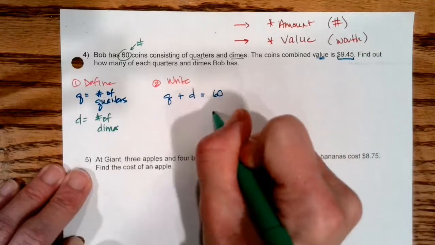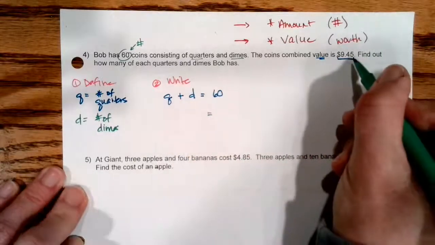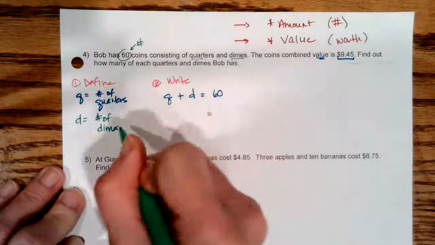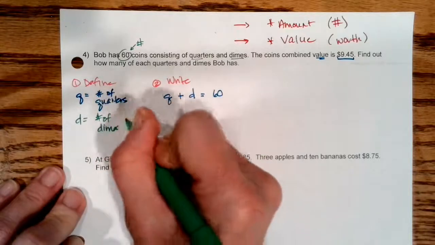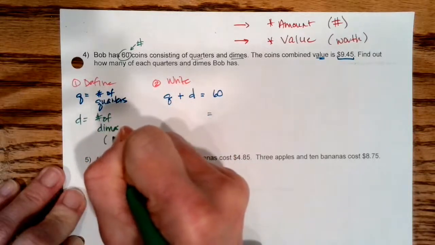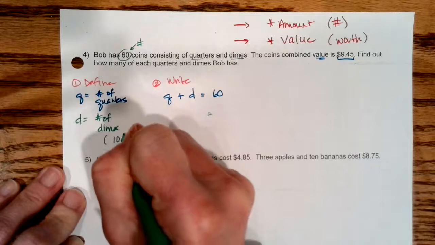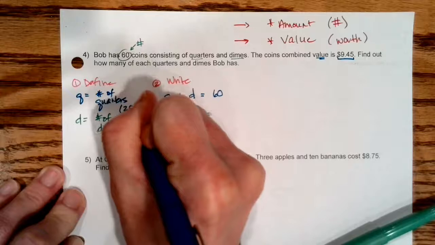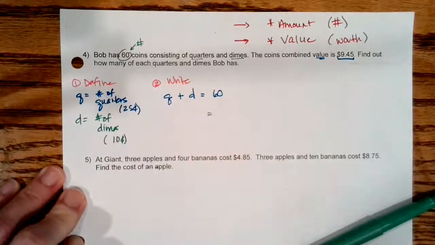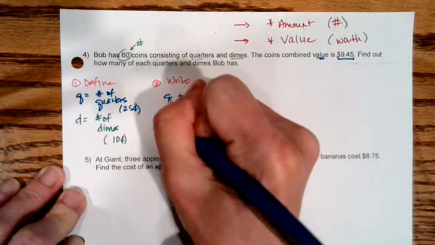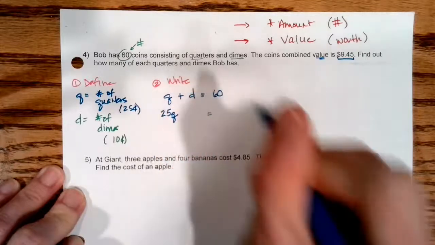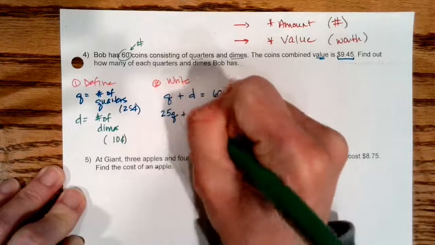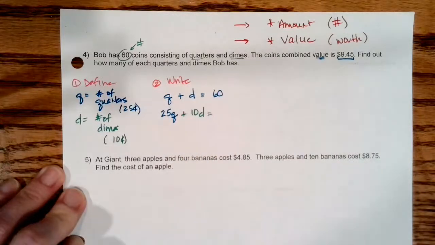Now here's a tricky one. I'm going to start talking about my value. The coins have a value of $9.45. So my dimes, my number of dimes, we all know that each dime is worth 10 cents. And we all know that each quarter is worth 25 cents. So think about this. 25 cents for every quarter plus 10 cents for every dime is going to equal the amount of money I have.